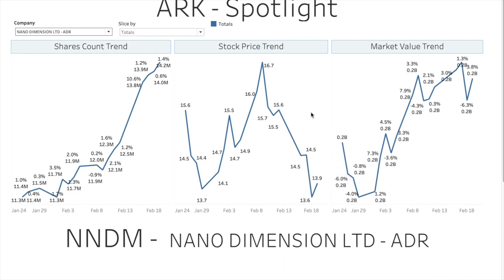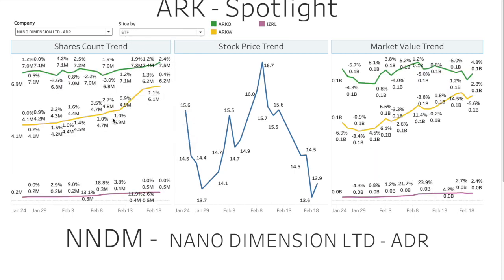So that's Nano Dimension. But actually, let's take a look at it by ETF as well. So yeah, bullish trend in all the ETFs. So they have Nano Dimension in robotics, which is their highest position. They have it in next generation web, which is probably because of their services business, and Israel because it's an Israel company. And they have been bullish in all of them.